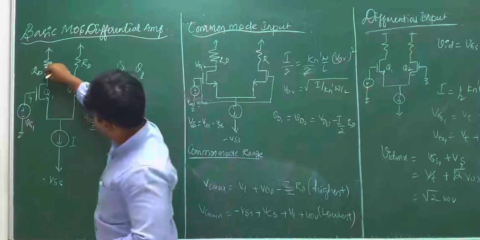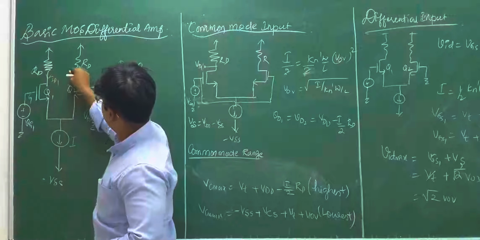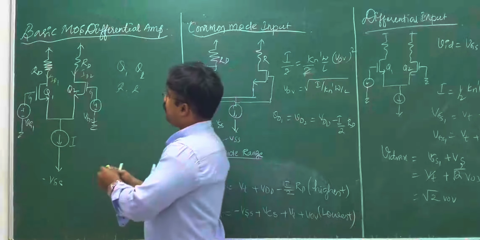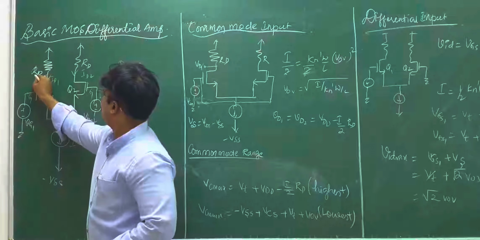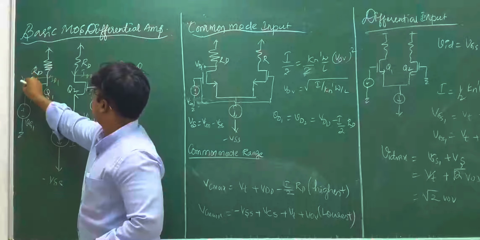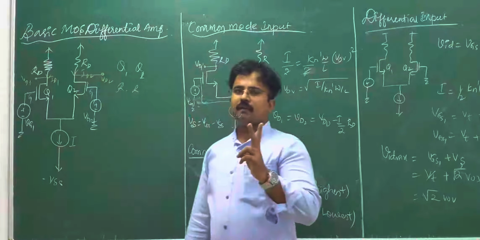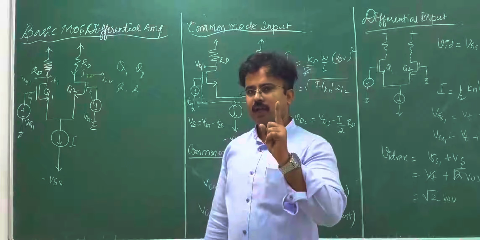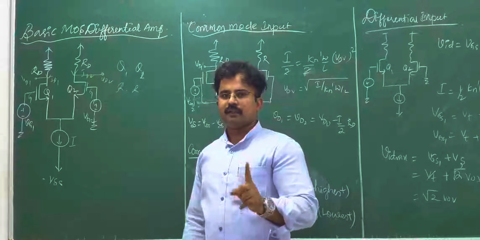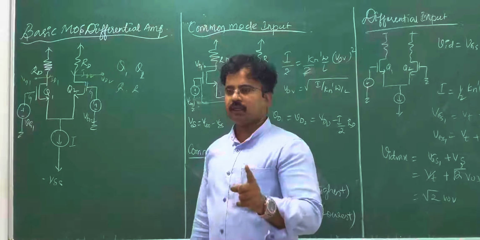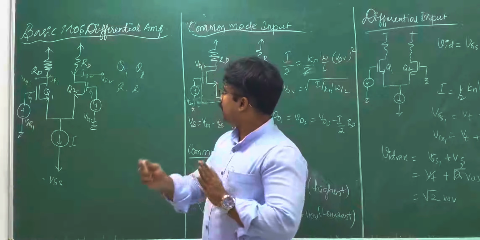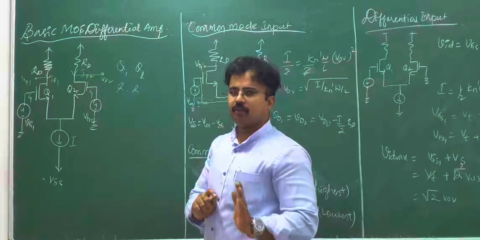The currents flowing through them are ID1 and ID2, the corresponding drain currents. If you want to take output voltages at two different points, that is at the drain terminals, this is VD2 and this is VD1. So output can be taken at two terminals, or at one single terminal. If you take output at these two terminals, it is called a differential output. If you take output at a single terminal, it is called a single-ended output. This is the difference between single-ended and differential output.